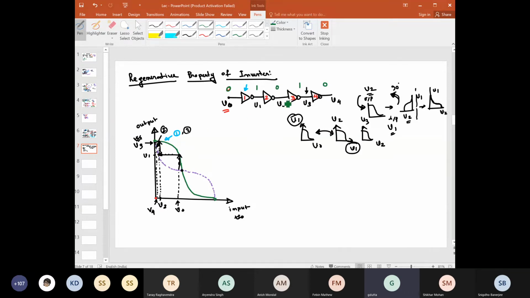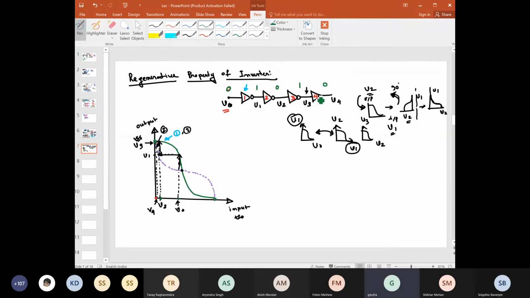So when it has passed and become V2, see, it has become V2. V2 is expected to be logic 0, that means it is close to 0 volt. Compared to V0, this V2 is much closer to 0. That means noise is getting suppressed or eliminated, right? Now when this same signal passes through the third stage, it becomes logic 1 at V3. So you can see V3 is here, which is very close to VDD, right?